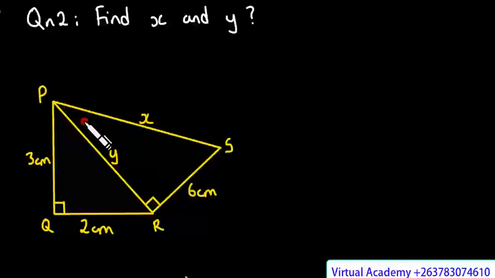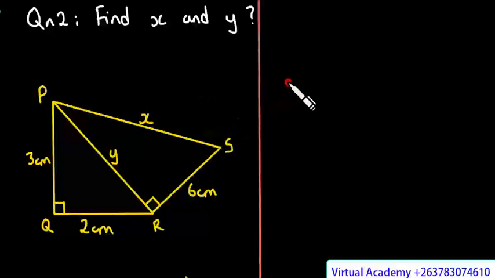So which means we shall start with this triangle PQR. For triangle PQR, you can know that it's a right angle triangle, and you are given the opposite and adjacent, and you need to find the hypotenuse. So we can actually apply the Pythagoras theorem. So let me do that.